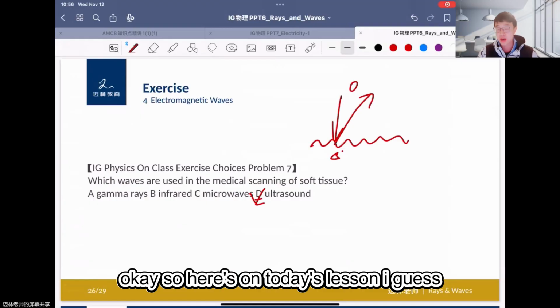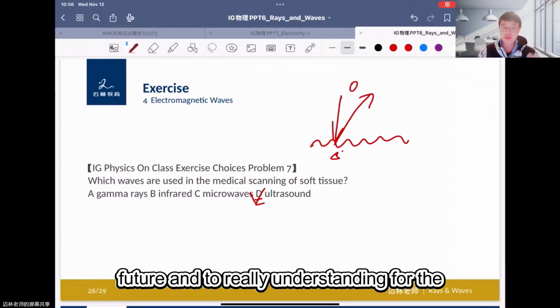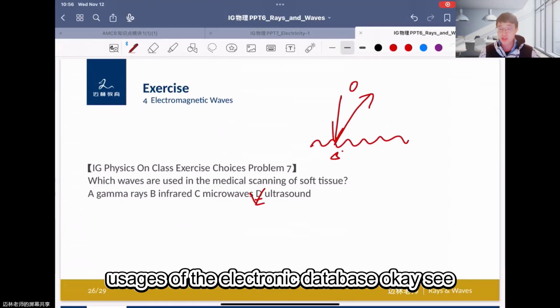So here's our lesson today. I guess you have already understood all of this, and I hope you can learn better in the future and really understand the usages of electromagnetic waves.